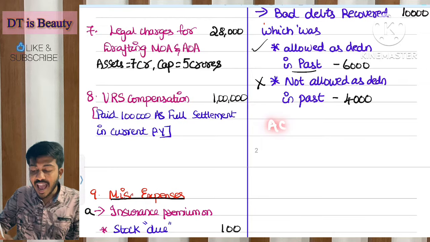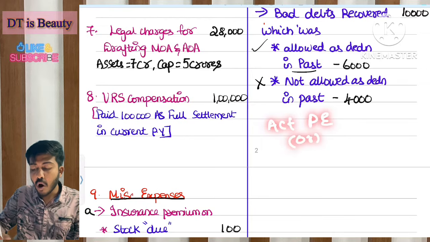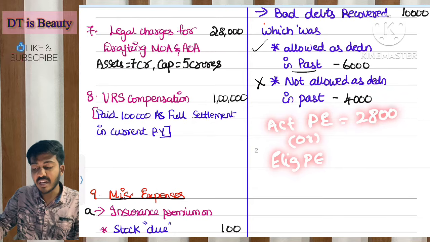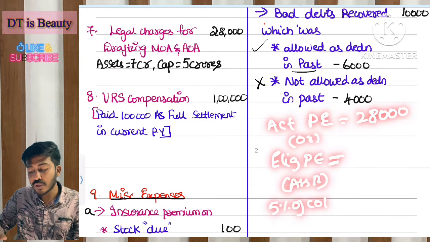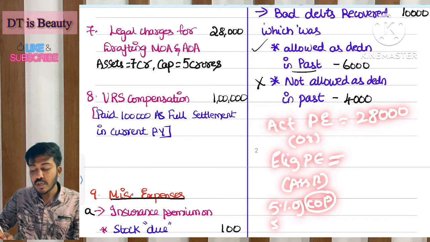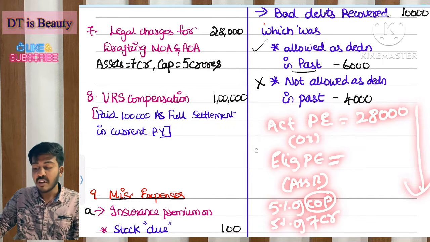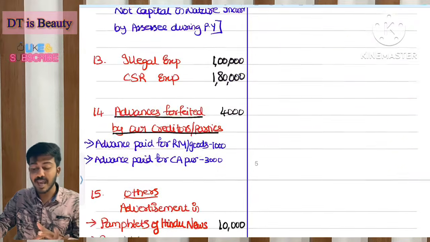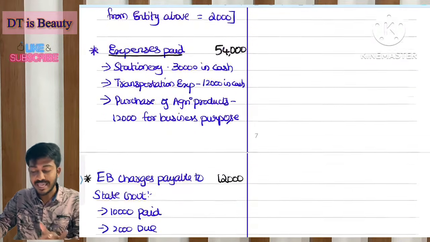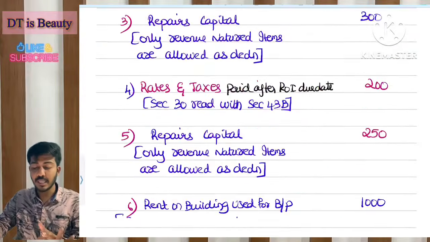Step 1 is actual preliminary expenses or eligible preliminary expenses. The actual preliminary expenses we have incurred is 28,000. Sukumar is an individual, which means we will assume that he is a resident. Therefore, 5% of cost of project or assets, so 5% of 7 crores. We will get some number. Whichever is lower should be the answer for step 1. Correct or wrong? That you will have to divide over 5 years equally. Now let us go and see the answer.